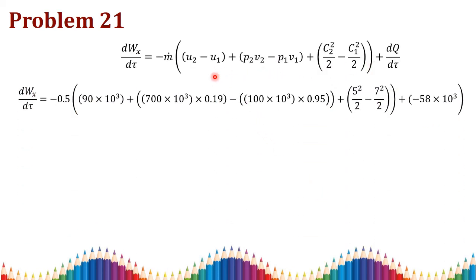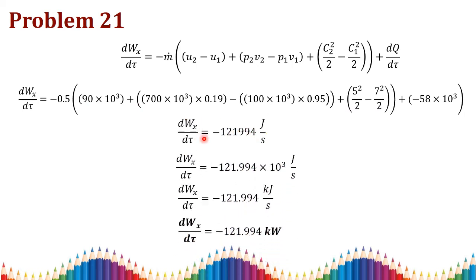Here we know the values, so we can substitute the values. That is, we know that u2 is equal to u1 plus 90, so u2 minus u1 can be written as 90 kilojoule per kilogram. You substitute all the values in terms of SI units only. Don't substitute in kilojoule. You substitute all the values in terms of joules and Newton per meter. If it is a pressure, you have to substitute Newton per meter square. So don't substitute kilojoule or kilopascal or anything. Substitute the values in terms of joules.